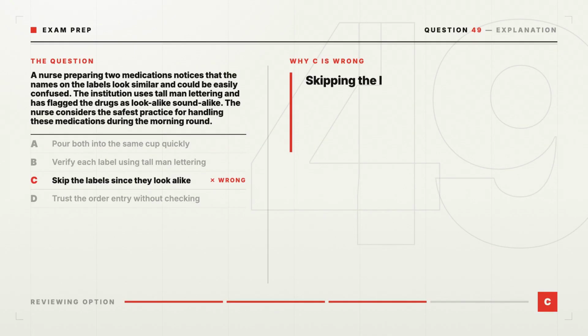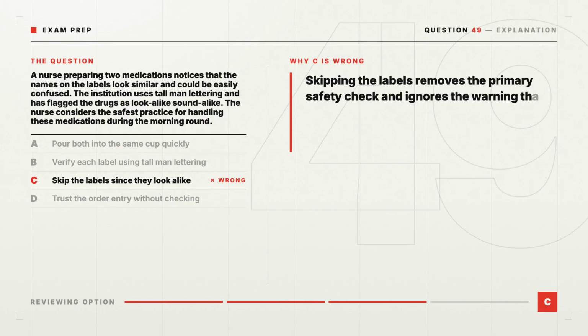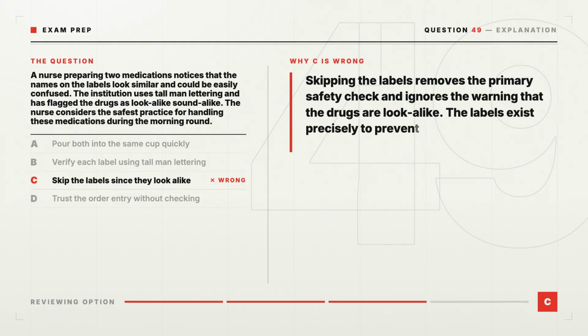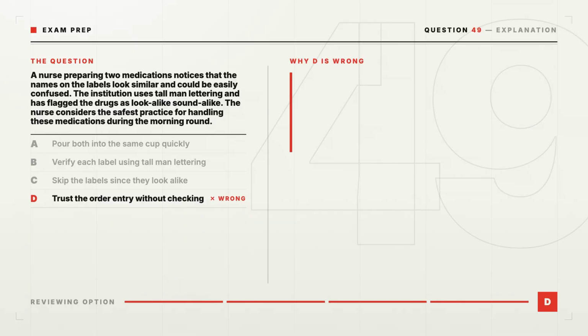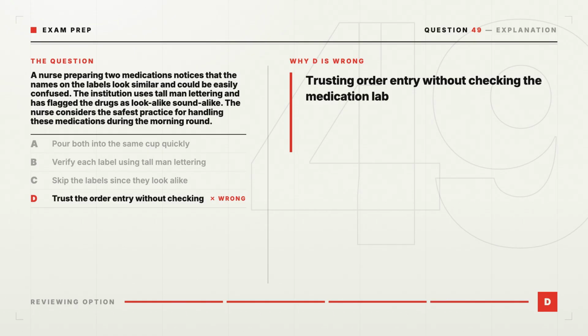C is wrong because skipping the labels removes the primary safety check and ignores the warning that the drugs are look-alike. The labels exist precisely to prevent the error that the nurse would otherwise be inviting through neglect. D is wrong because trusting order entry without checking the medication label fails the 3 checks process.